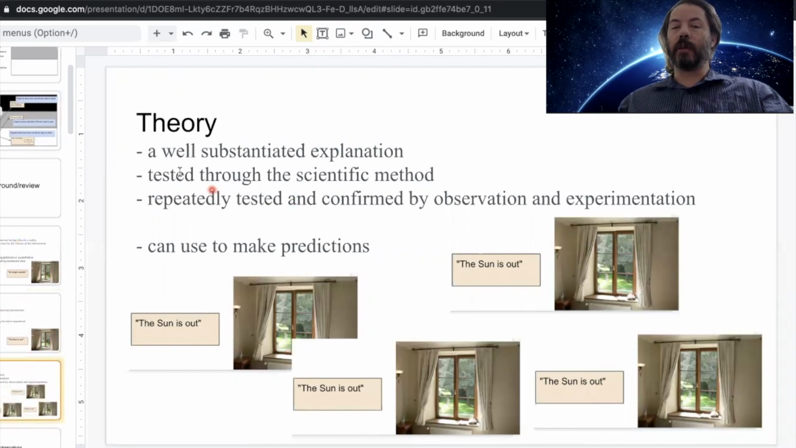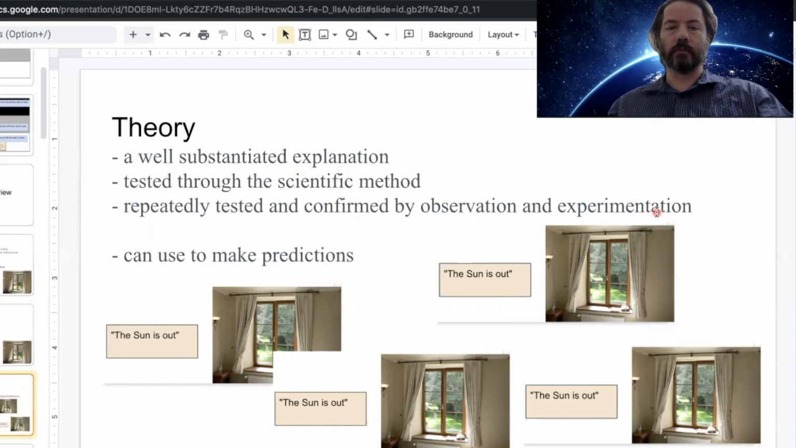Then a theory would be a well-substantiated explanation tested through the scientific method, repeatedly tested and confirmed by observation and experimentation, and can be used to make predictions.